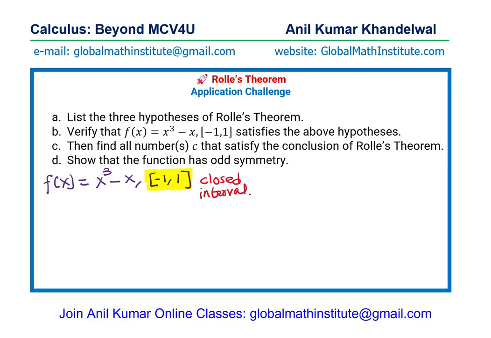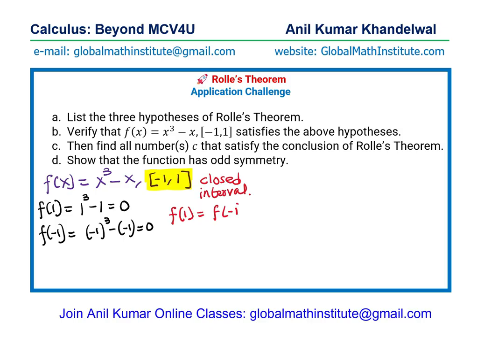Perfect. Now, we need to find the value at the two extremes. So f of 1, let's find out, which is 1 cubed minus 1, which is 0. And f of minus 1 is minus 1 cubed minus minus 1, which is also 0, right? So the second condition is also met, which is f of 1 equals f of minus 1, right?